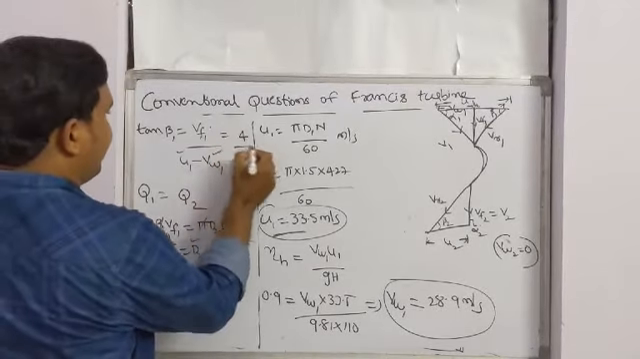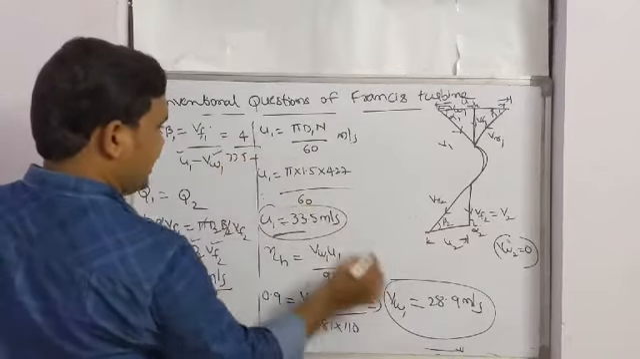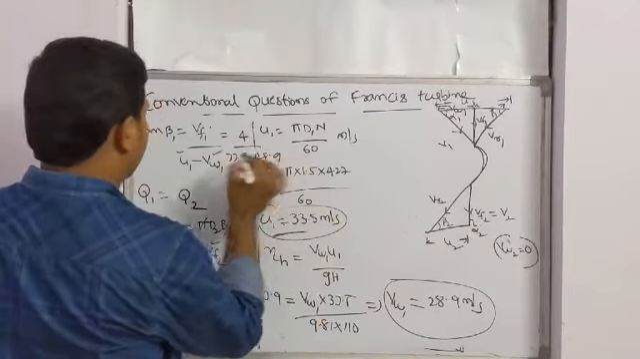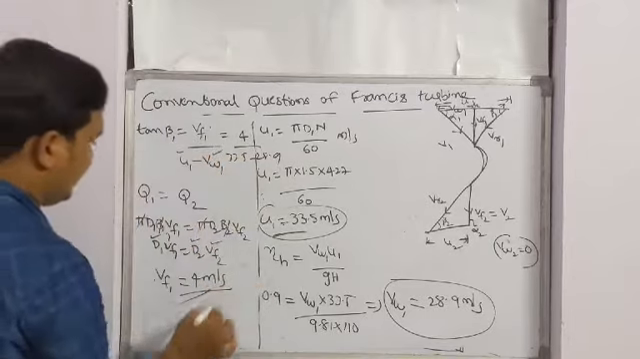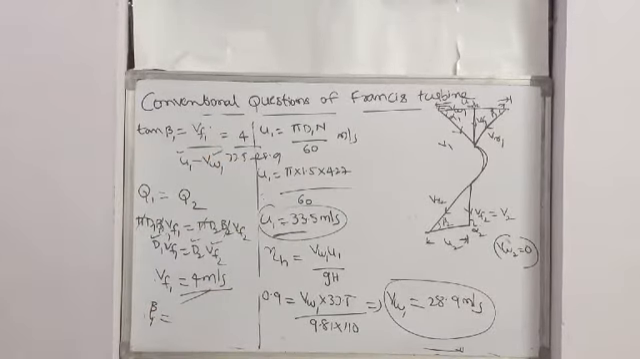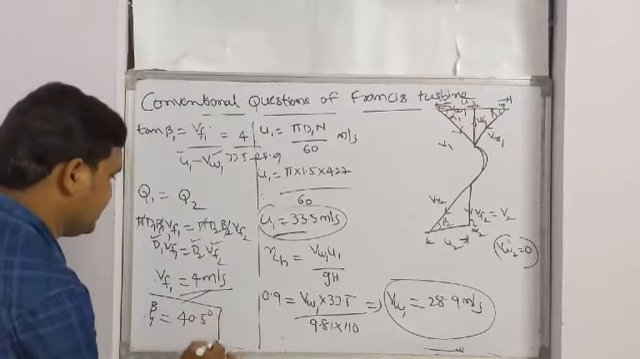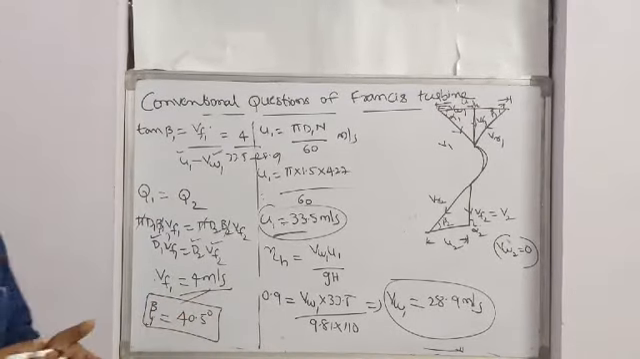So VF1 is calculated. By substituting VF1 here: VF1 is 4 by U1 33.5 minus VW1 28.9. Substituting all these, we got beta 1 as 40.5 degrees. So this is completed.